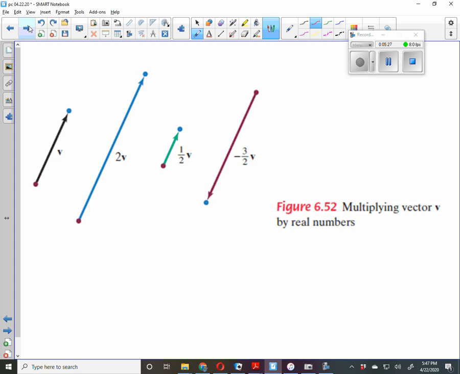And again, you've got half a vector, twice a vector, 3/2 of the negative vector. Notice that that one's facing a different direction.